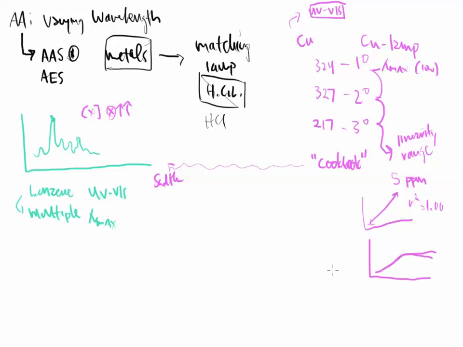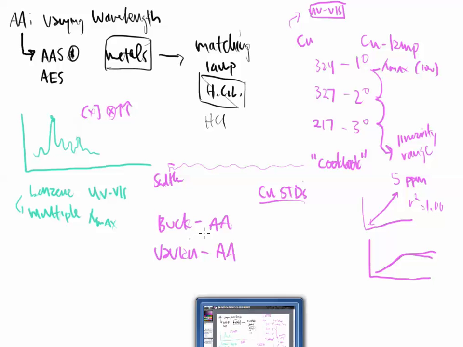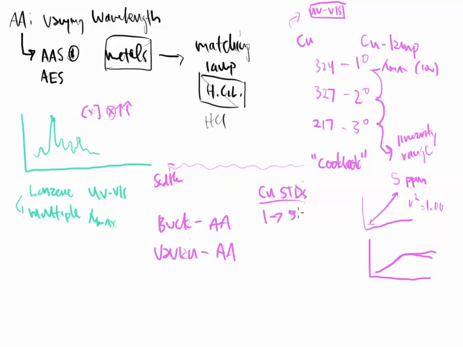Well, in this lab, you will use two instruments. You will use our Buck AA, and you will use our Varian, which is now part of Agilent AA, and you will run a series of copper standards, copper STDs. These copper standards go between 1 to probably 50, and they will be pre-made. The only thing that you have to do is set the instrument up and read the samples. You will read these standards on both instruments, on the primary setting, on the secondary setting, and on the tertiary setting.